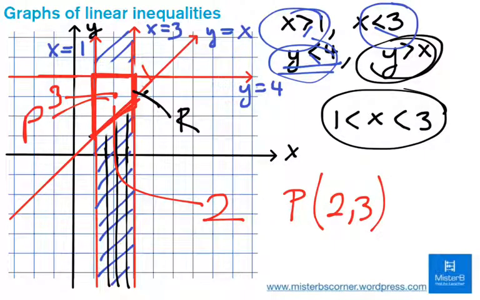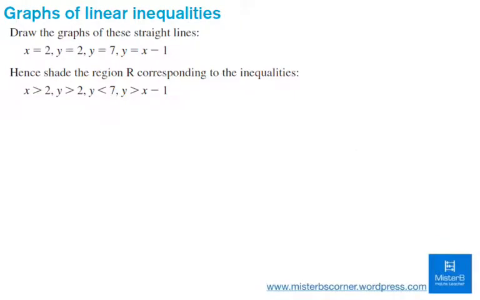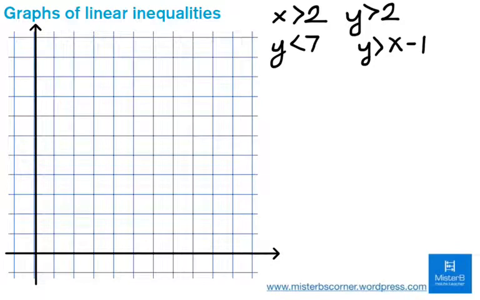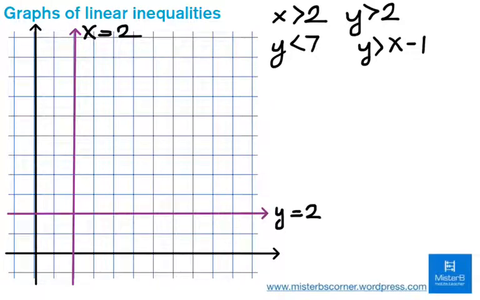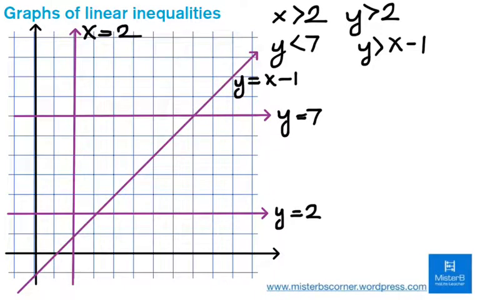Another example. In this question it says draw the graphs of these straight lines and then hence shade the region R corresponding to the inequalities given as per the equations, right? So here are the inequalities here. So let's draw these first. x equals 2 will be this one. y equals 2 will be this graph. y is less than 7 will be this graph. And y equals x minus 1 will be this graph.